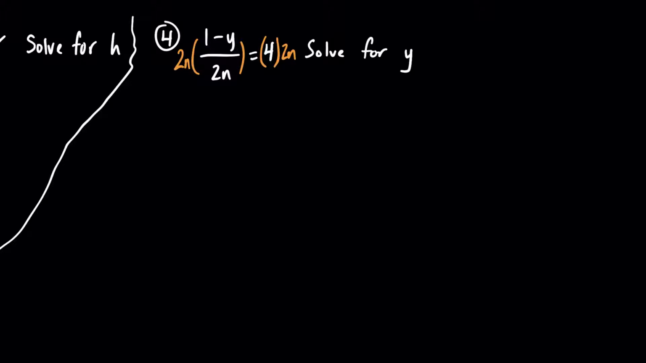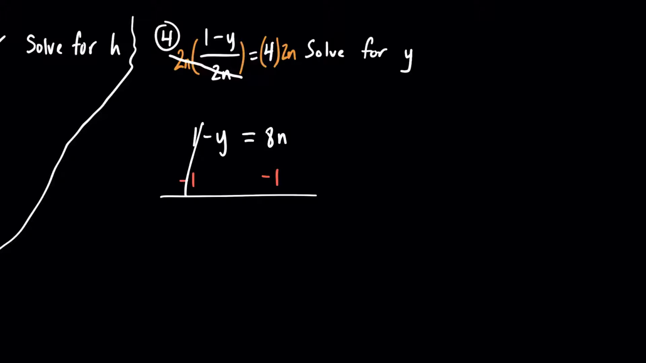So what would we have here? On the left, when you multiply by 2n, those essentially knock each other out. So you're left with just the top part, which is 1 minus y. And on the right, you're left with 4 times 2n, which is 8n. And so now we're trying to solve for y. There are several ways you can do this. Some people like to add y to both sides, and then they would subtract 8n. That's fine. Typically, the way I think about it is I will think of subtracting 1 here from both sides to get rid of the 1.